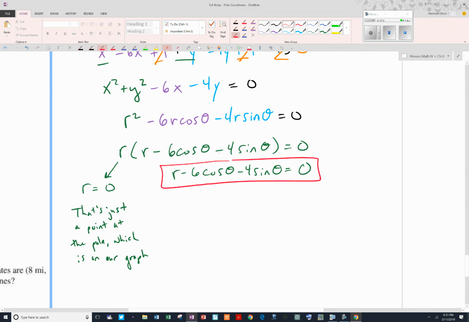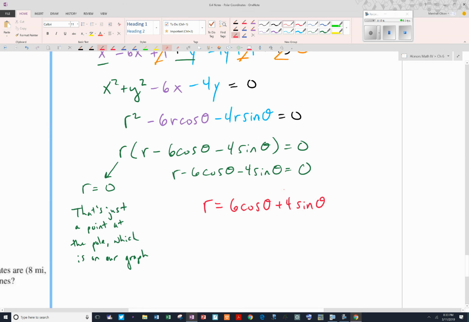Now we're going to get that to say r equals. Why? Because that's what our polar equations are going to be equal to, r, like our rectangular equations are equal to y. So we're going to have r equals, I'm going to add that stuff over, 6 times the cosine of theta plus 4 times the sine of theta, and this is the equation. I'm not going to circle that because it makes it look like it's our final answer. This is the final form of our equation. That's going to give us a circle with those given characteristics.